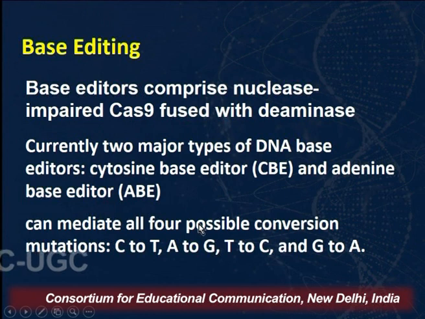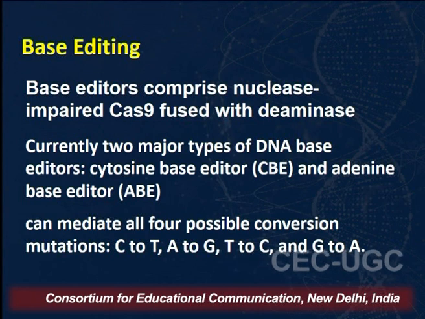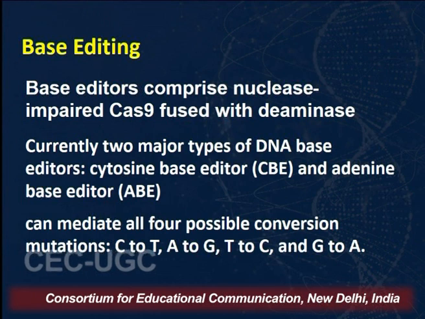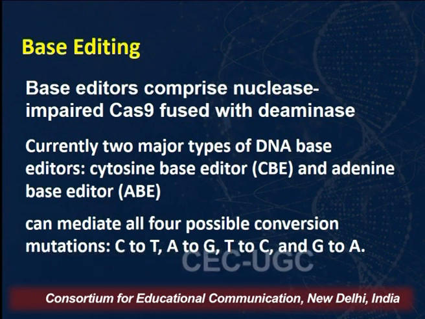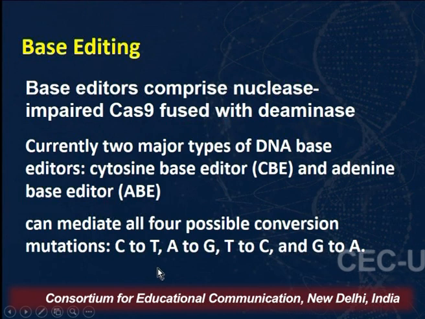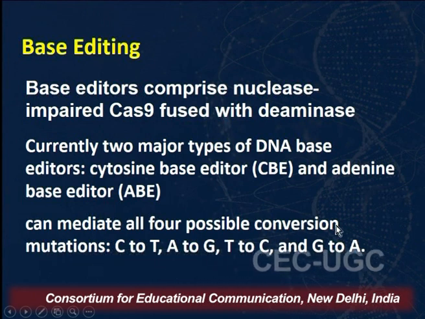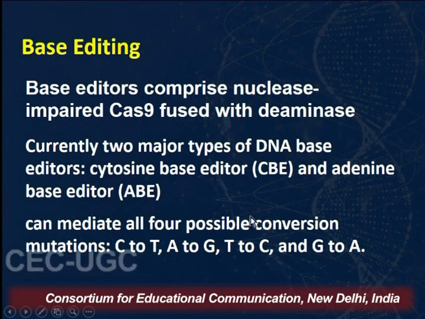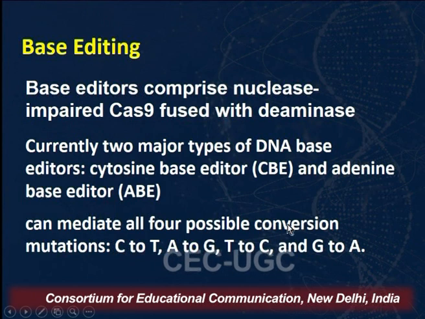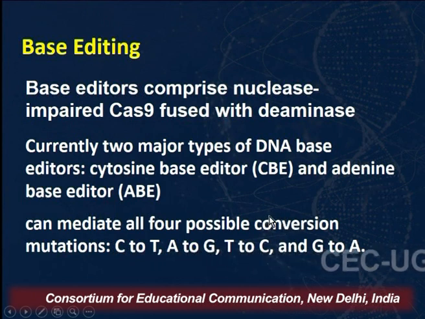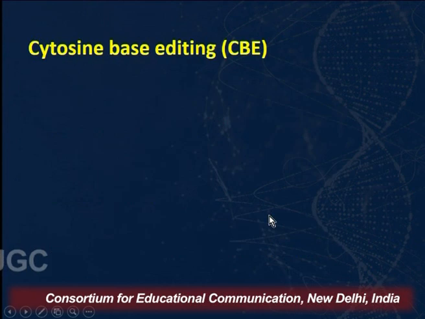Currently, there are two major types of DNA base editors, the cytosine base editor CBE and the adenine base editor or ABE. They can mediate all four possible conversion mutations, that is the base C to T, A to G, T to C and G to A. So, they are making these base changes through cytosine and adenosine deaminases, and then the Cas9, the CRISPR component, is also guiding it to the target. So, this becomes a very precise mechanism of gene editing.